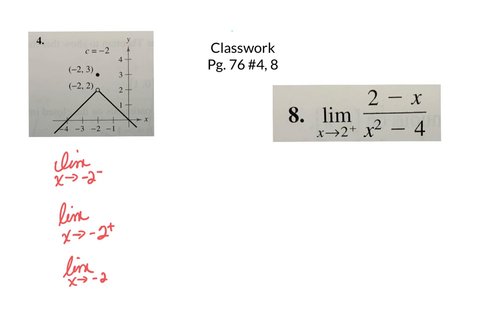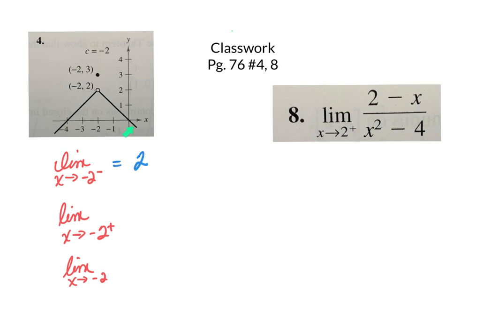From the left, all right? So remember, you're traveling along. We already know what X is doing. X is going towards what number? Negative 2. So as we go along to negative 2, what is Y moving towards? Positive 2. So from the left, Y is moving towards positive 2. So this guy is positive 2.